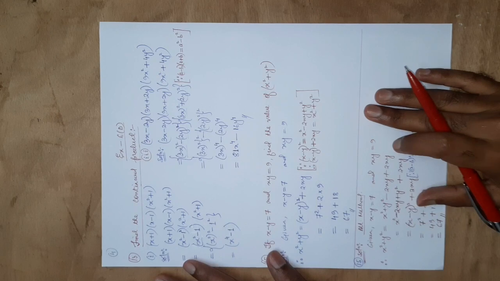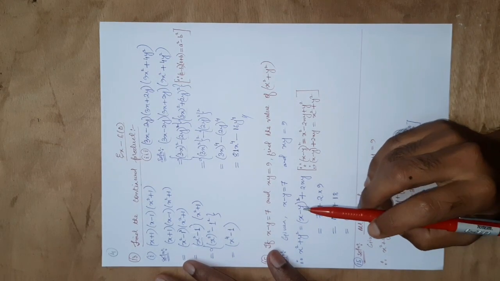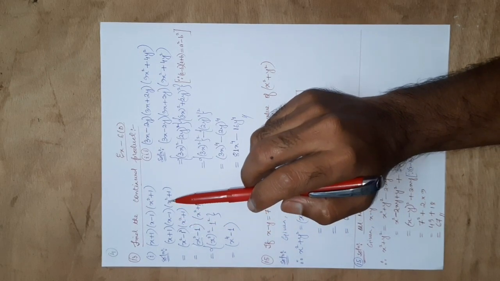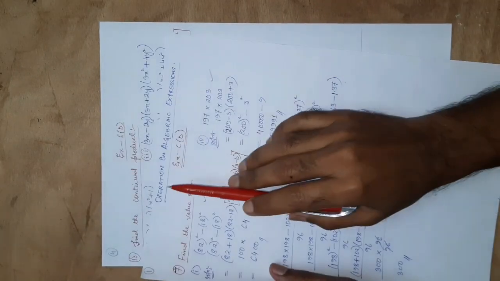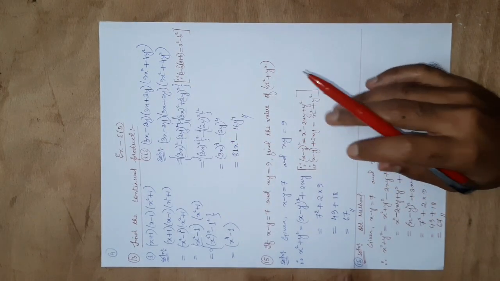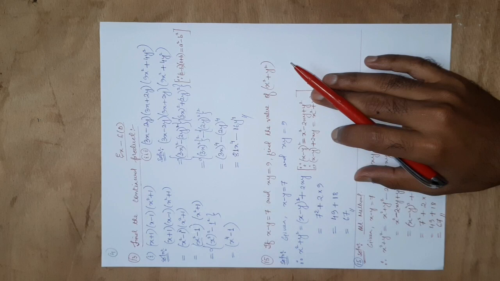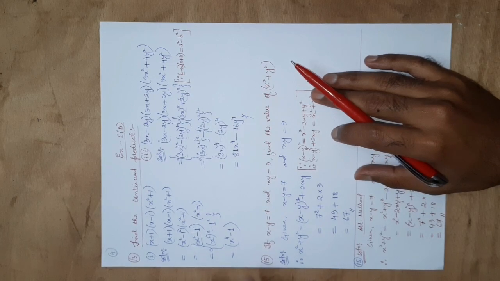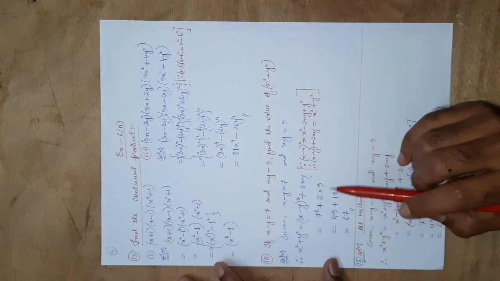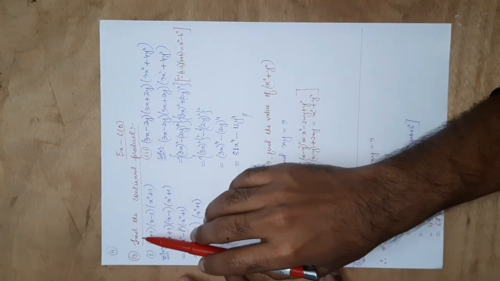In this video I'll be continuing with exercise 6D of chapter 6, that is operation on algebraic expressions. I'll be discussing the solutions of problems 13 and 15. So let's see what the question in number 13 is.